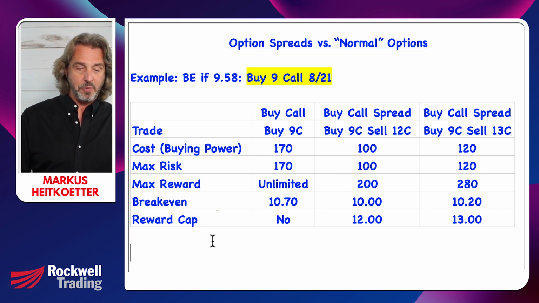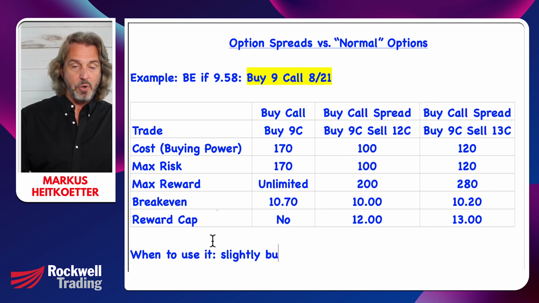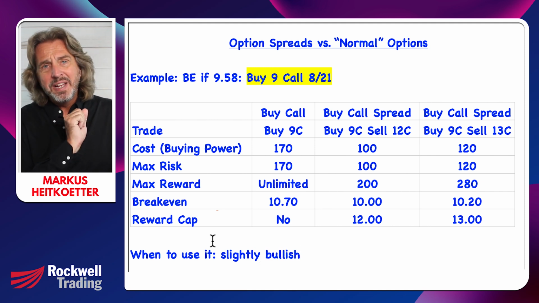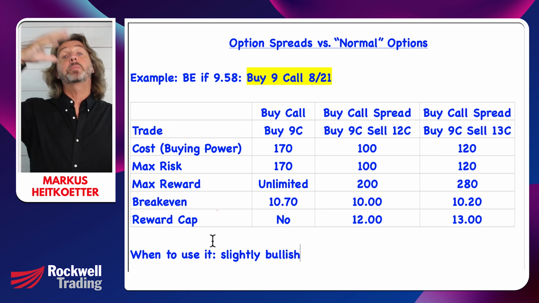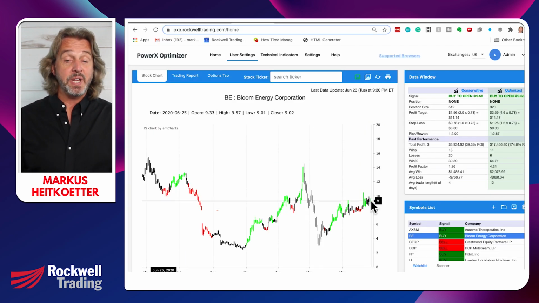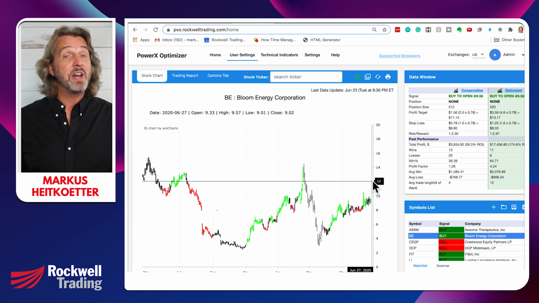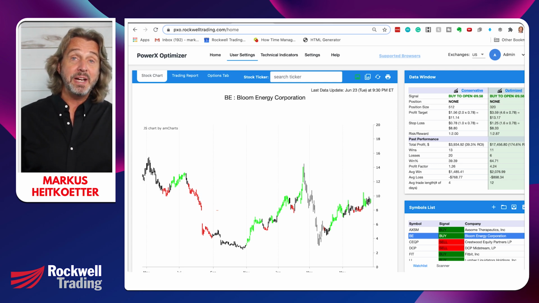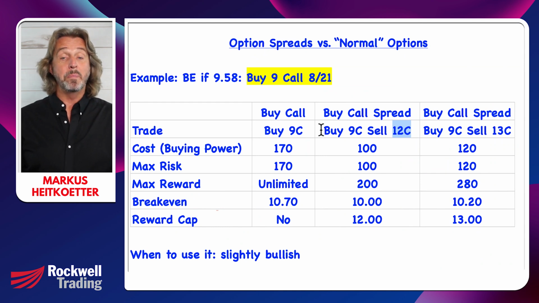So let me write this down. When to use it, when you are just slightly bullish. So if you believe, yeah, the stock will go up, but it won't explode higher, it just will drift a little bit higher. Because as you have clearly seen, whenever it reaches the higher strike price, at this point, you cannot make any more money. So if you believe that BE can easily go to $12, but not any further, in this case, it would make sense to buy this call spread, a 9 call, and sell the 12.